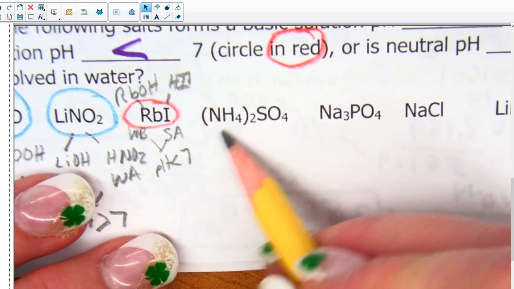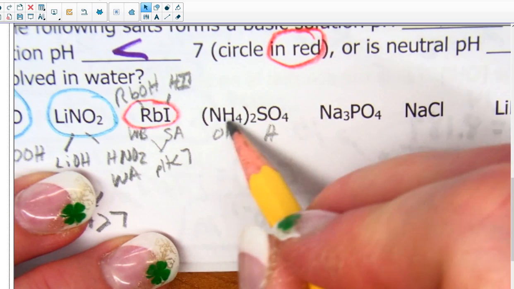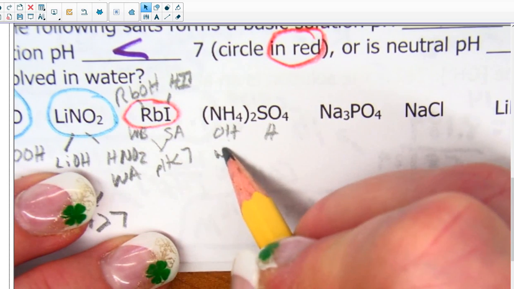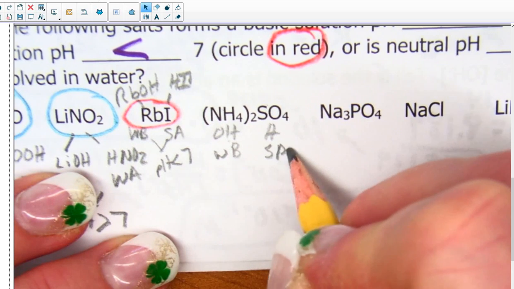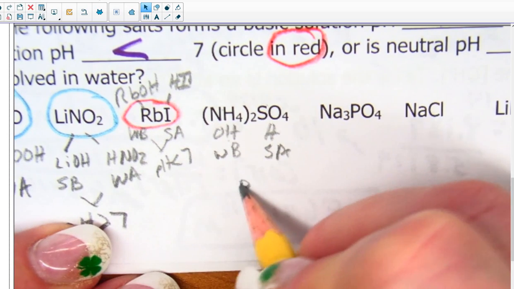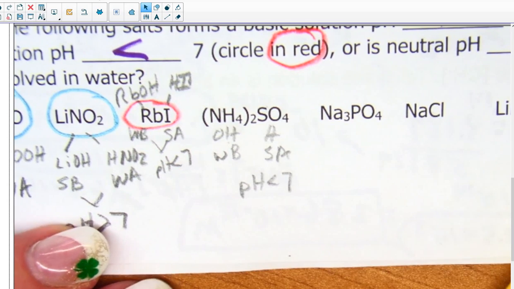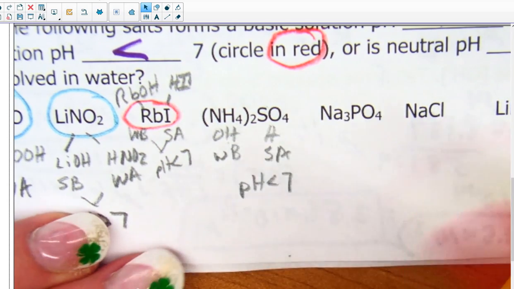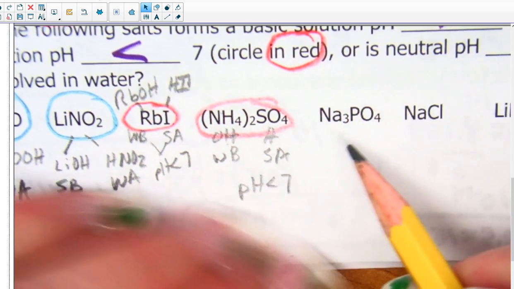So if you can see, as I'm adding OH to this side and H plus to this side, this is a weak base, and H2SO4 would be a strong acid. So here we're going to get a pH less than 7. I'm sort of shortcutting. I'm hoping you're following it. So again, this will be an acidic salt. Going to the next one.